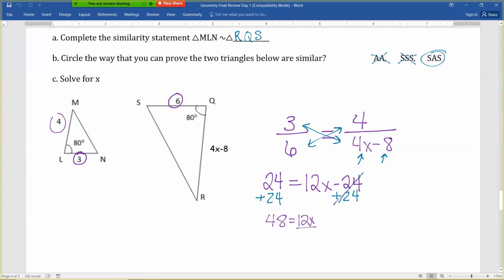12 is being multiplied by x, so divide by 12. And x equals 4. That's all you were asked to do, so that actually is your final answer, x equals 4.